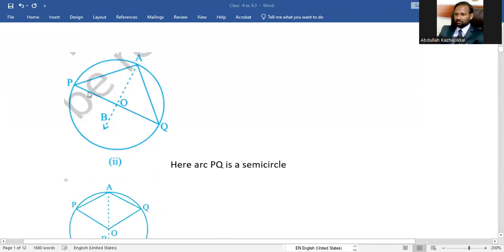Now here, in the second figure, you can see the exterior angle is BOQ. Here also the same angle, same triangle, isosceles triangle, radius, we are getting the same thing. But one more thing, let me add here. In a semicircle, the angle will be 90 degrees, because the angle made at the center is 180 degrees, and half of 180 degrees means 90 degrees.